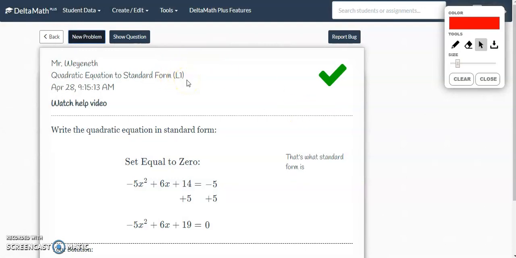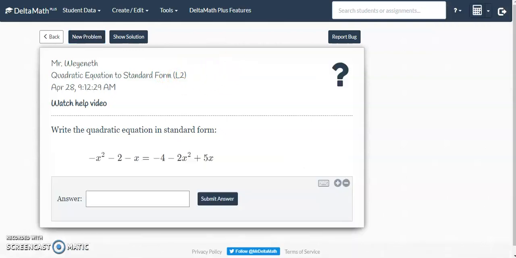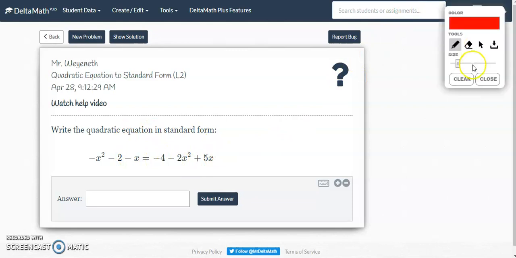Take a look at how things maybe progress a little bit as we get into level 2. So taking a look, write the quadratic equation in standard form, and if you take a look at this, we've got a lot more going on both sides of the equation. Just remember, rule number 1, don't panic. What we're trying to do is get everything to one side so that we have it set equal to 0. So we're trying to accomplish, once again, that ax squared plus bx plus c.